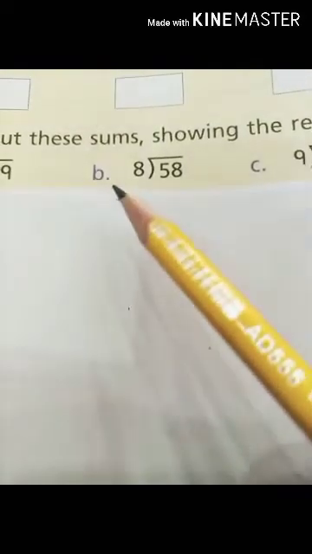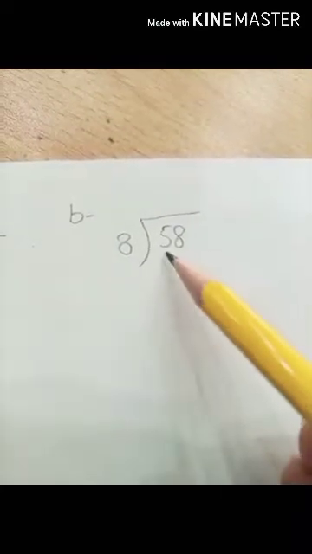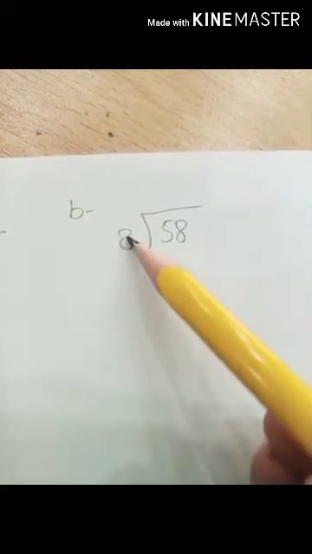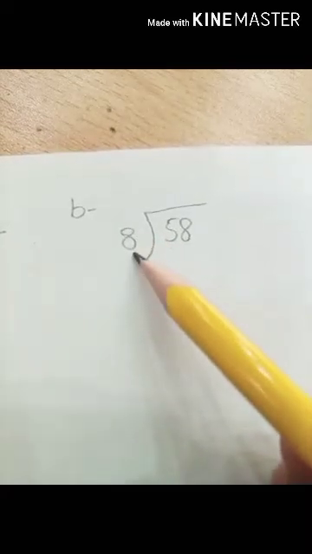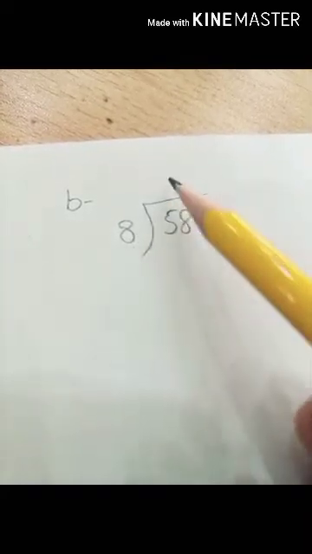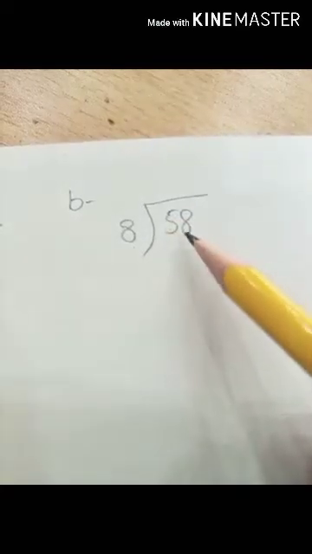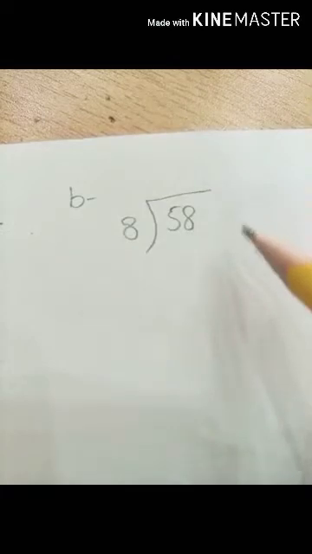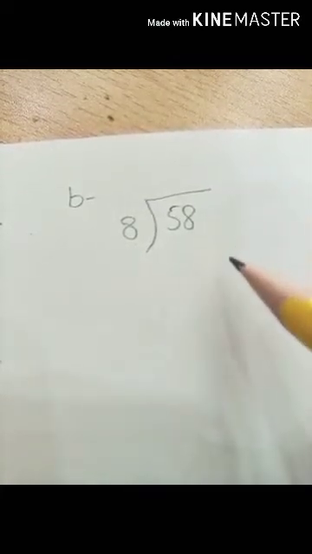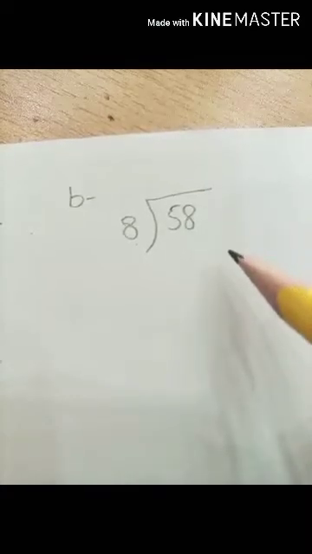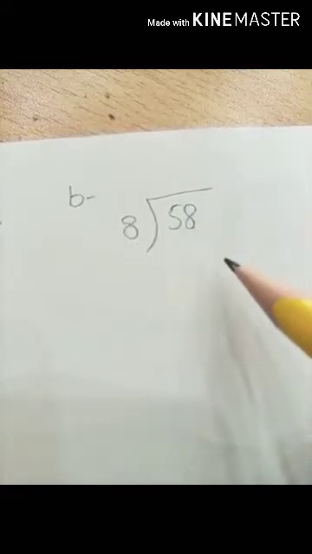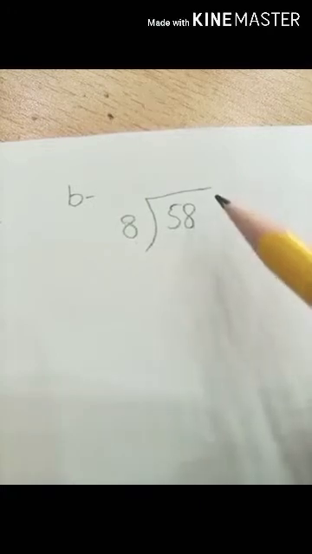Here is our question number 2. B: 58 divided by 8. Students, here is our number 58. We are going to divide it by our divisor, that is the number 8. So students, read the table of 8 until we get this number or a number less than this. 8 1s are 8, 8 2s are 16, 8 3s are 24, 8 4s are 32, 8 5s are 40, 8 6s are 48, 8 7s are 56.